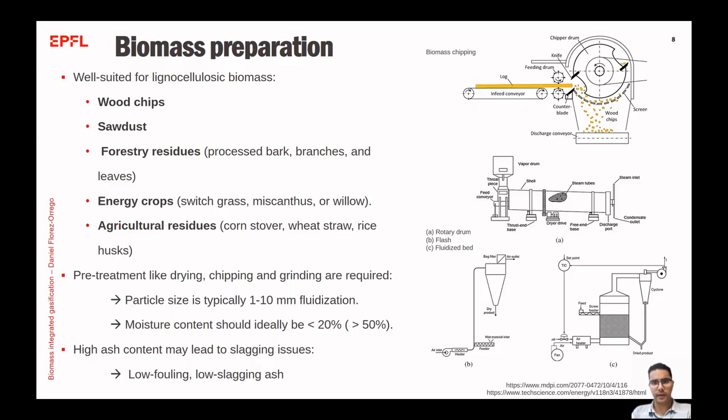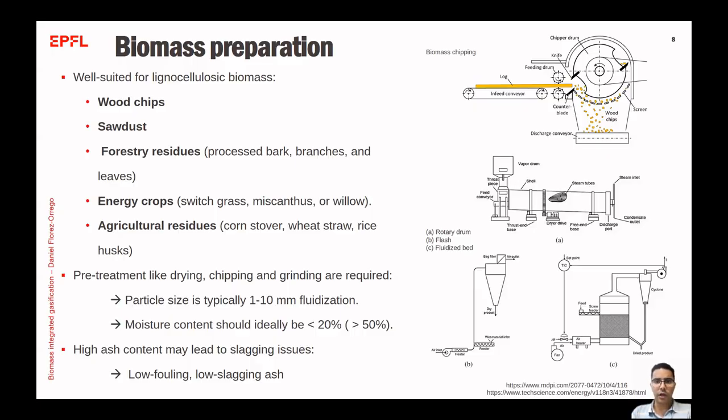Here you have at the right top a diagram that shows the chipping, in which biomass is conveyed into a system that reduces the size, and then afterwards in the discharge conveyor, which could be a screw, is sent into the gasifier, and depending on the pressure of the gasifier, this could be a pressurized screw or a simpler atmospheric conveyor. In the case of the dryers, we can have different types: the rotary drum, the flash, or the fluidized bed.